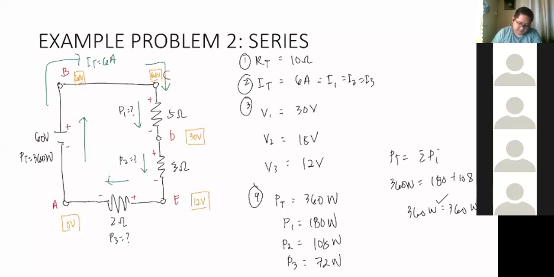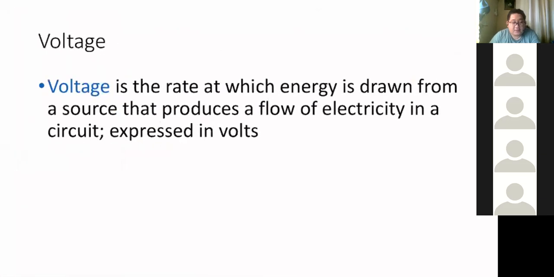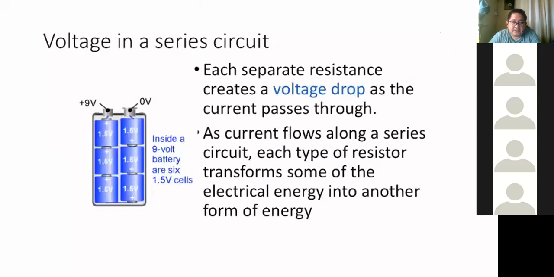Okay, thank you. Next, punta tayo ngayon dun sa voltage lang na define lang niya ulit, rate at which energy is drawn from a source. Okay, so ito yun, yung sinasabi ko kanina. Yung isang side is positive, yung isa negative. So kahit doon sa mga single battery natin, positive yung may nakabump sa taas, negative yung ilalim, no? Then each separate resistance creates a voltage drop. So na-discuss ko na yan kung paano nagkakameron ng voltage drop. So as current flows along a series circuit, each type of resistor transforms some of the electrical energy into another form of energy. Kaya nagkakameron ng voltage drop.